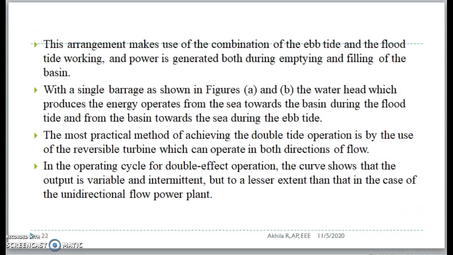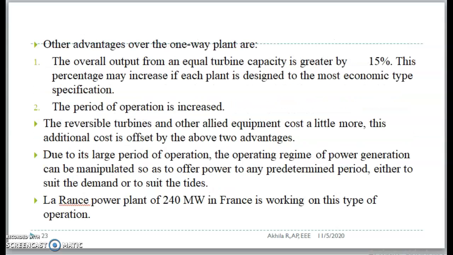This arrangement makes use of the combination of ebb tide and flood tide working. The power is generated both during emptying and filling of the basin. With a single barrage, the water head which produces the energy operates from the sea towards the basin during the flood tide and from the basin towards the sea during the ebb tide. This is the most practical method of achieving this double tide operation, using a reversible turbine so it can operate in both directions of flow. In the operating cycle for double effect operation, the curve shows the output is variable, but to a lesser extent than in the case of a single basin single effect plant.